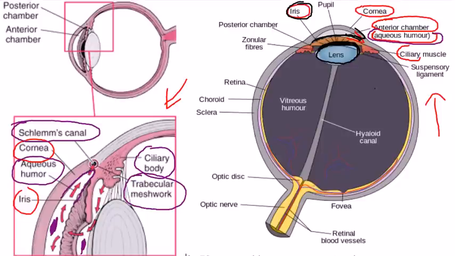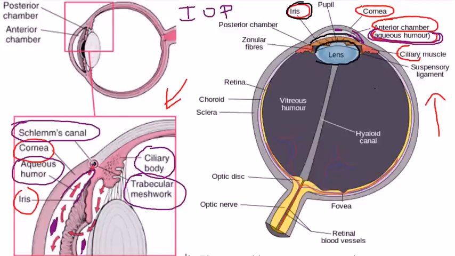Let's see if I can draw that again. So you've got this lens that's getting bigger as the person ages, that pushes this iris upward, and as a result, that angle between the cornea and the iris is now narrowed, and that narrowing is what blocks the outflow of the aqueous humor. And when the outflow is blocked, the aqueous humor stays in the chamber and causes the pressure in that chamber to rise, also known as intraocular pressure.